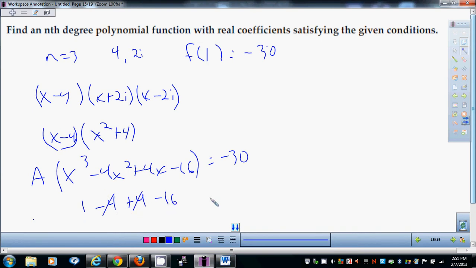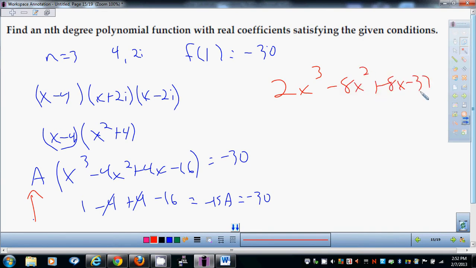Plugging that back in here for a and multiplying through, that's going to give you 2x cubed minus 8x squared plus 8x minus 32. Again, if there are any questions, I will gladly let someone hero this problem, and the sub can just pause this video.